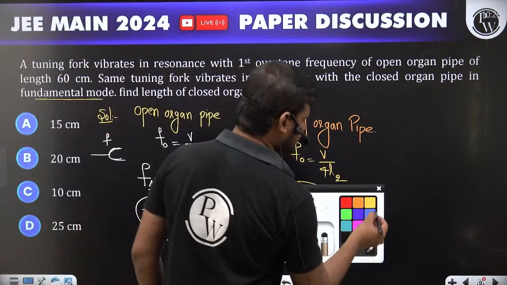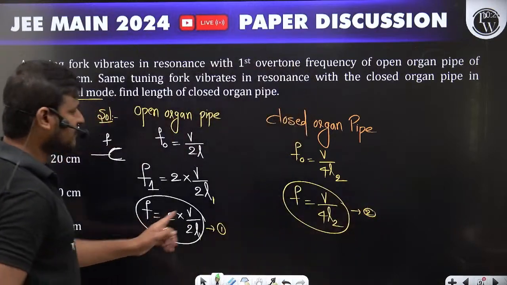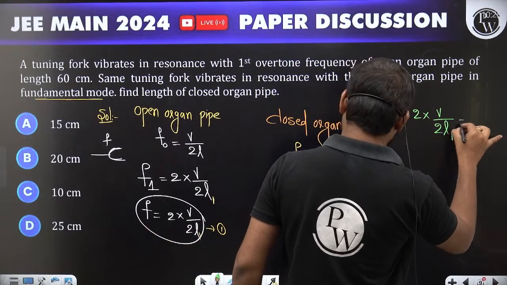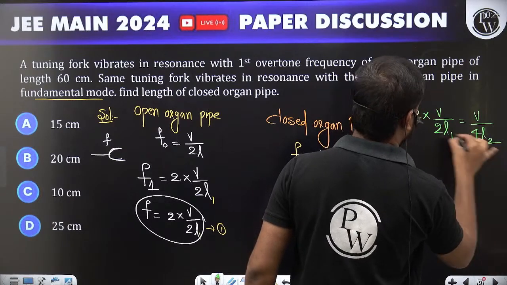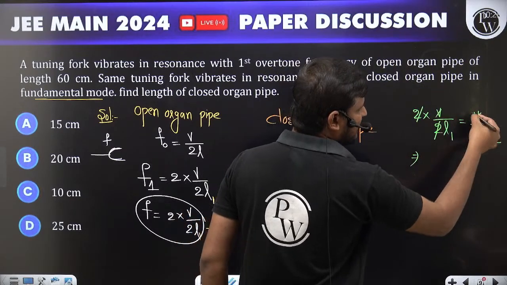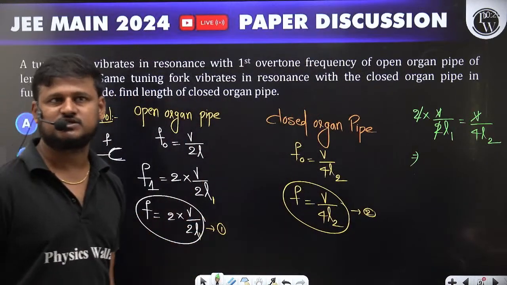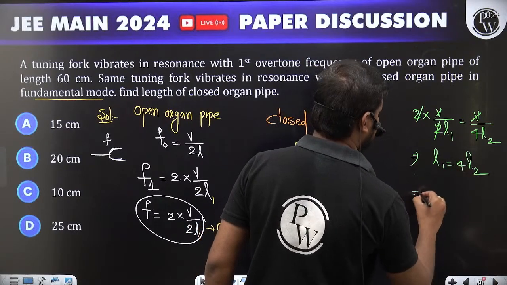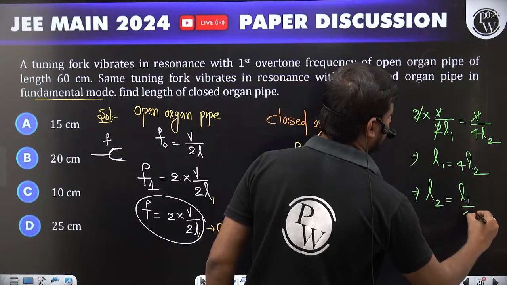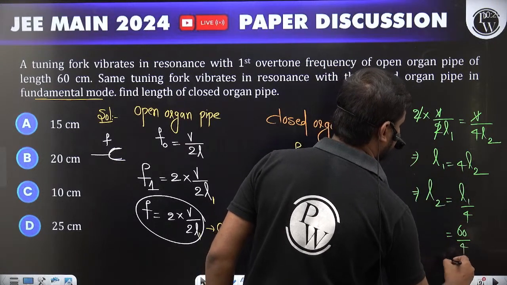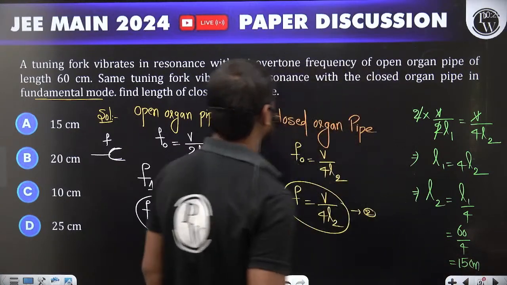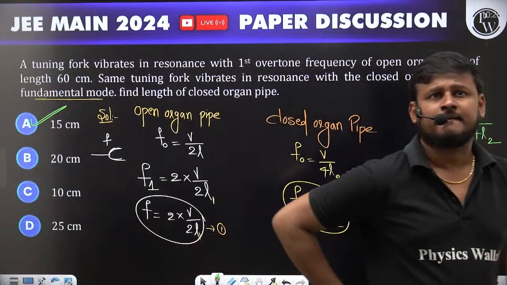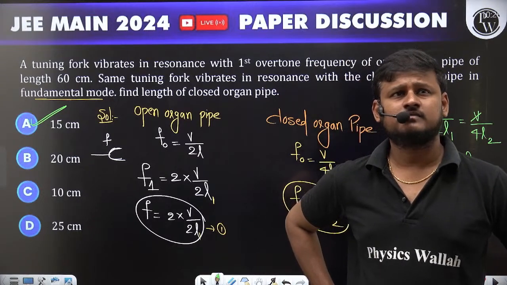So now simply equate these two, F and F. So 2 into V by 2L1 is equal to V by 4L2. Here I can cancel 2 and 2, and V and V, because in both cases V is the speed of sound, right? Chalo. So then L1 is equal to 4L2, so L2 will be equal to L1 by 4. What is L1? 60 by 4. So this is going to be 15 centimeters. So L2 will be 15 centimeters. Done? Clear?